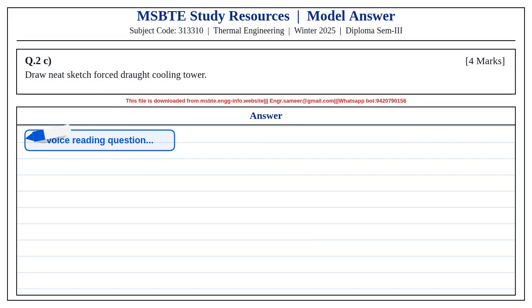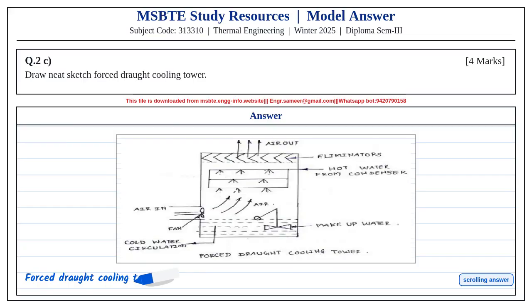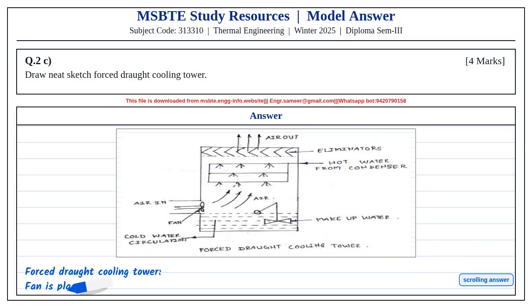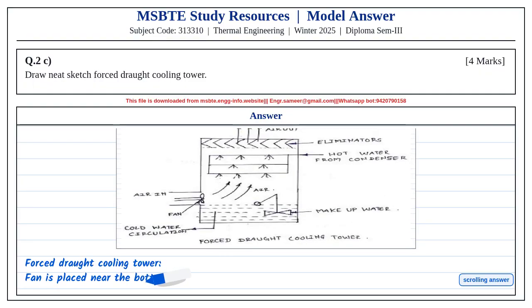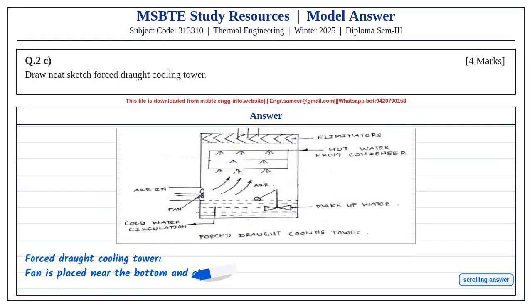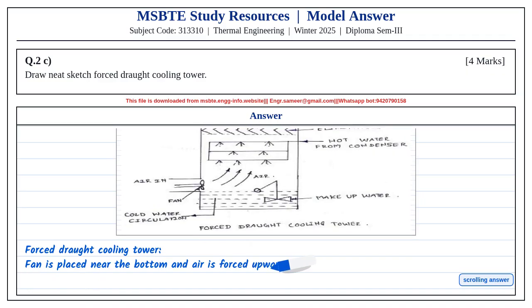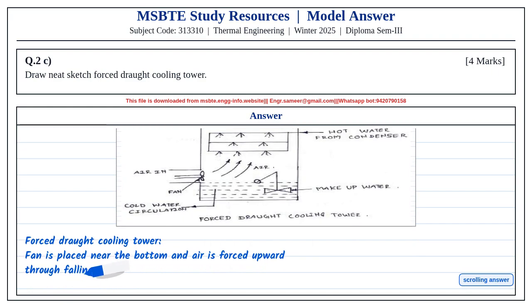Question 2c. Draw neat sketch of forced draught cooling tower. See the image carefully. You will have to reproduce this forced draught cooling tower sketch in the exam. Observe the fan near the bottom, air inlet, upward air flow arrows, eliminators at the top, hot water from condenser, makeup water, cold water circulation and water tank. The key point is that air is forced upward through falling hot water.